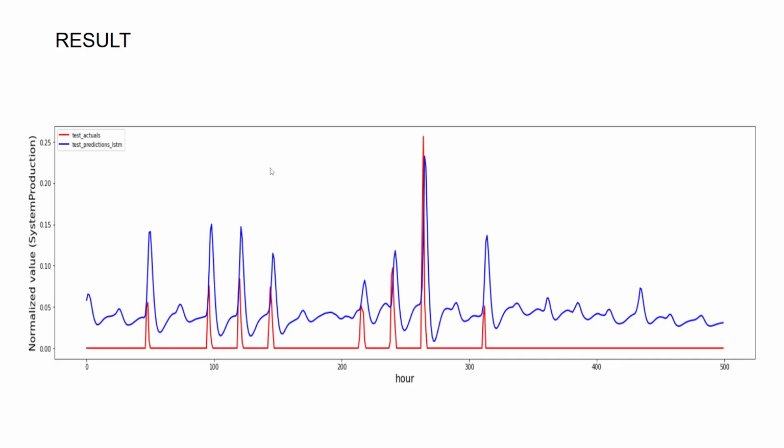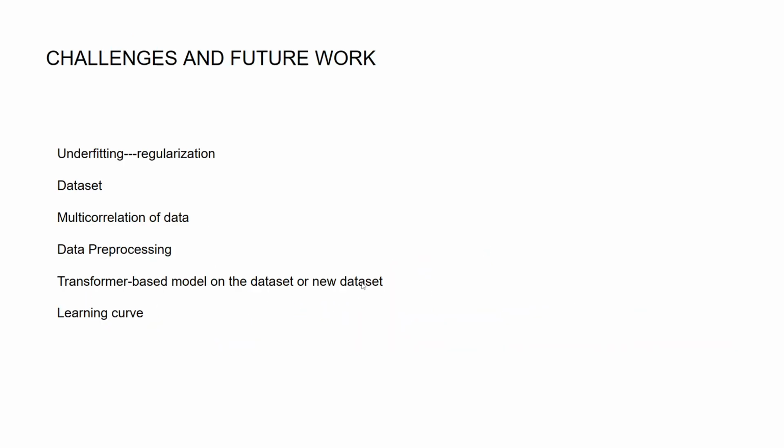And this is the result of one of the forecasts using the LSTM model. You can see that this is not really good. And for challenges and future work, one of the challenges we had with the model is underfitting, and we look to explore more means to tackle underfitting.